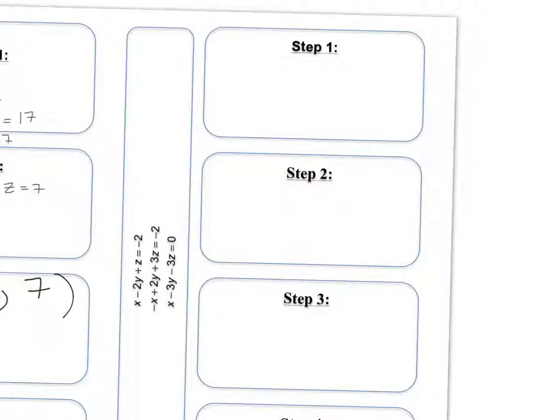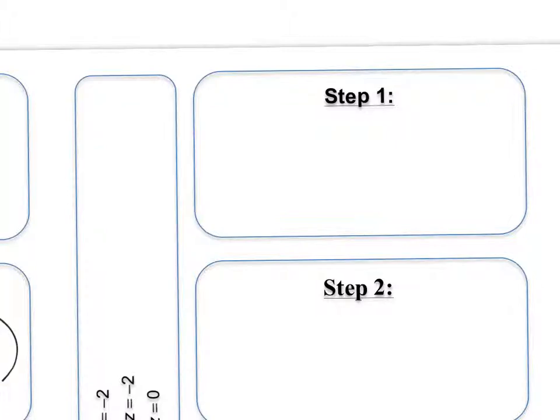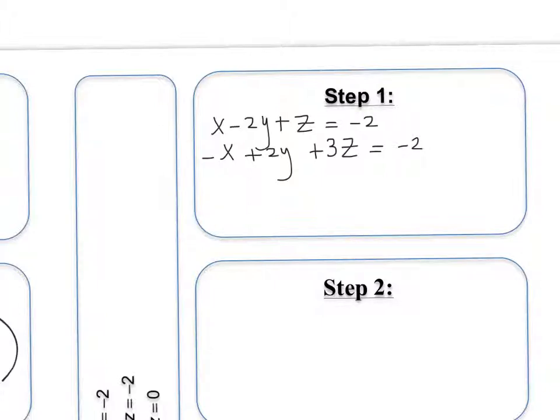Okay, let's copy the first two equations to step 1. So in step 1, let's write the first equation, which is x minus 2y plus z equals negative 2. And let's copy the second equation, which is negative x plus 2y plus 3z equals negative 2 as well. And let's add these two equations.